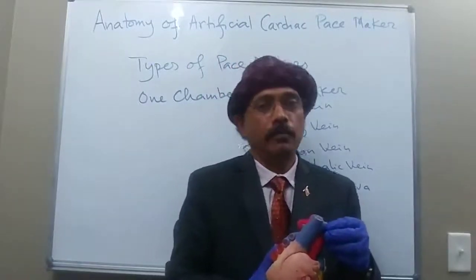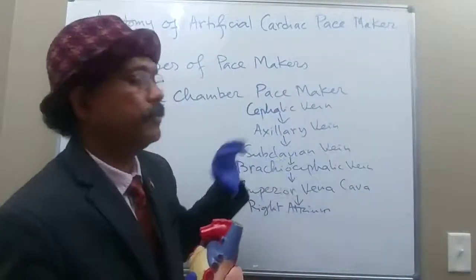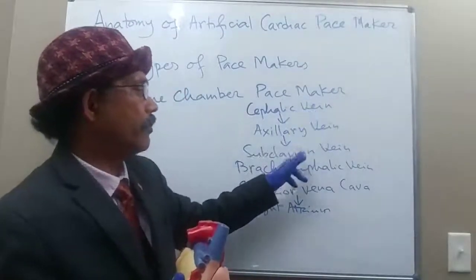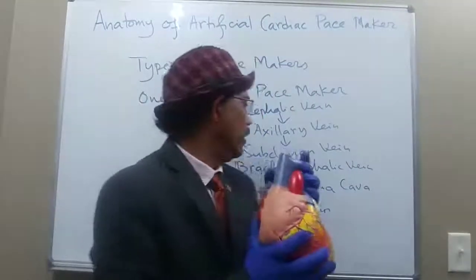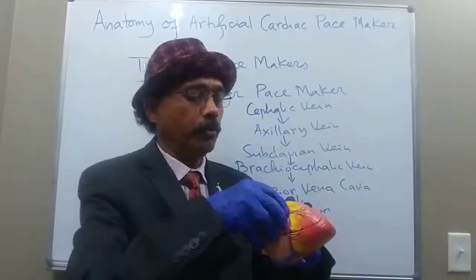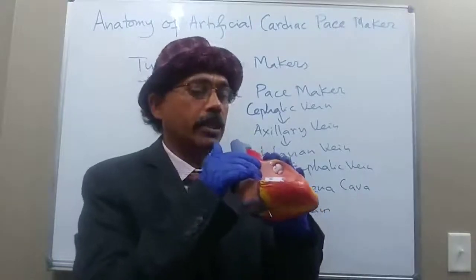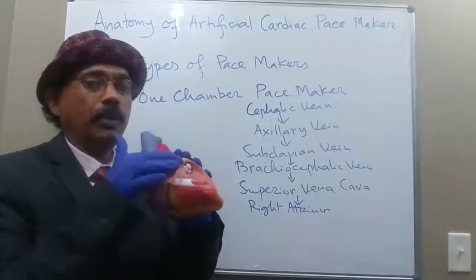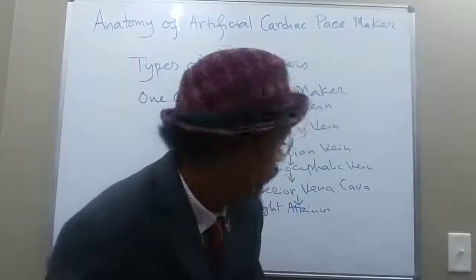Some surgeons prefer to go to the subclavian vein directly, or someone may follow the cephalic vein, axillary vein to the subclavian vein, then from the subclavian vein to the brachiocephalic vein, brachiocephalic vein to the superior vena cava, then we can go to the right atrium. From the right atrium, if it is a single-chamber pacemaker, then it is placed in the right atrium. This is one way.